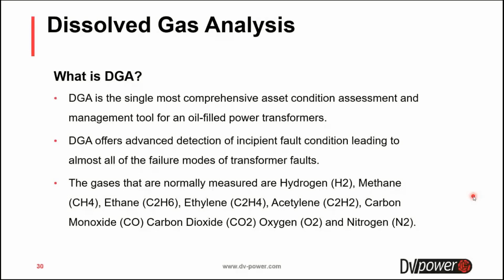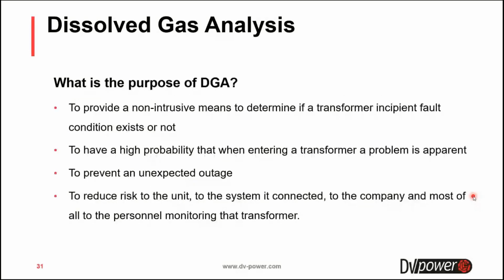What is the purpose of DGA? The main purpose is to provide a non-intrusive means to determine whether a transformer incipient fault condition exists or not, to have a high probability that when entering a transformer a problem is apparent, to prevent unexpected outages, and to reduce risk to the units, to the system it's connected to, to the company, and most of all to the personnel monitoring that transformer.